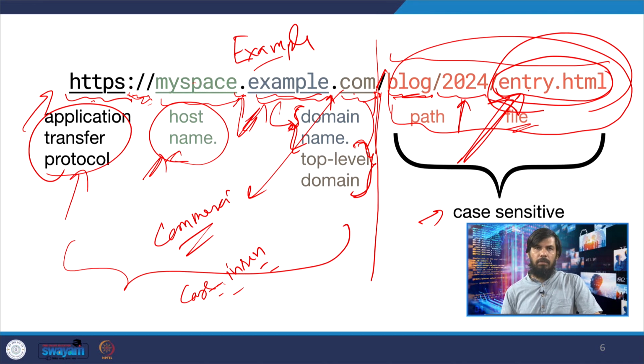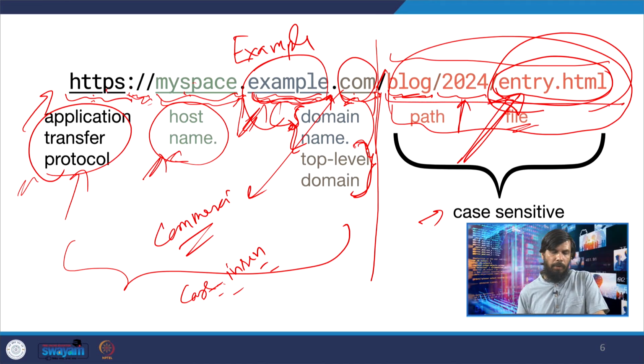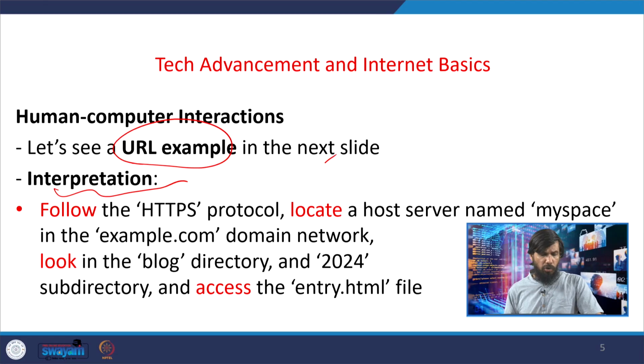Now, to be able to access this resource entry.html via our browser, we need to specify the full URL including the file name, right. So, again we start with the protocol, then host name, protocol to be used for communication with the server, then host name, name of that server machine, then the domain network of that server machine, and then type of the organization which is owning this domain network, and then the whole path to the resource, right.